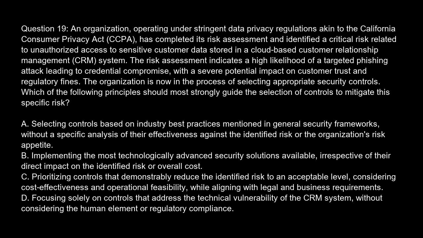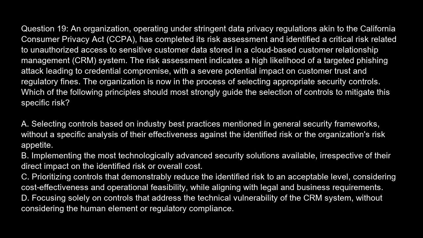The organization is now in the process of selecting appropriate security controls. Which of the following principles should most strongly guide the selection of controls to mitigate this specific risk? Option A. Selecting controls based on industry best practices mentioned in general security frameworks, without a specific analysis of their effectiveness against the identified risk or the organization's risk appetite. Option B. Implementing the most technologically advanced security solutions available, irrespective of their direct impact on the identified risk or overall cost.